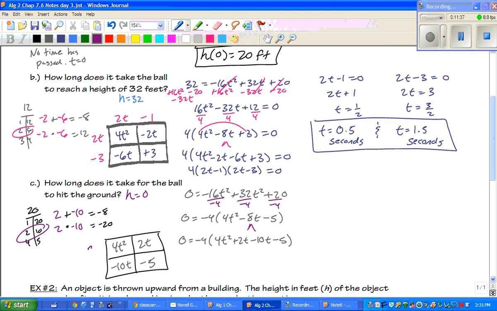The GCF of the top is 2t. Of the bottom, it's -5. Of the left column, once again, we've got 2t. And up here, there's nothing, so we take +1. So 2t plus 1 and 2t minus 5. So those are two things that we need to set equal to 0.